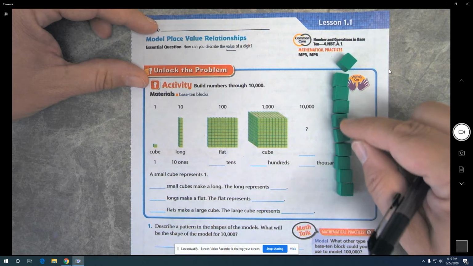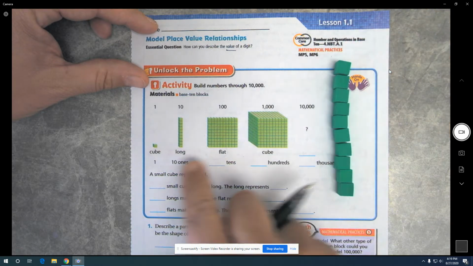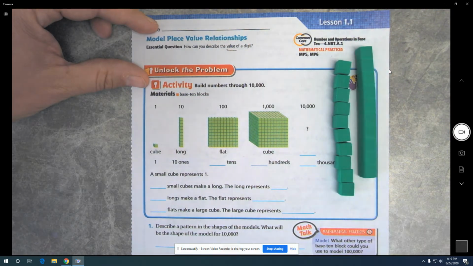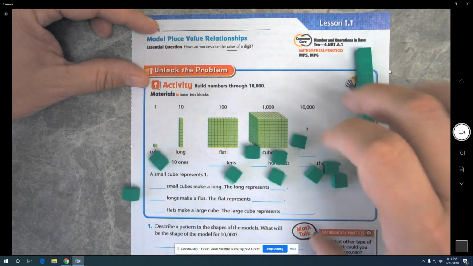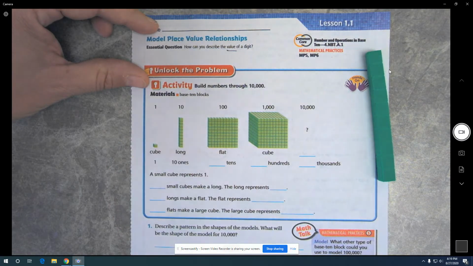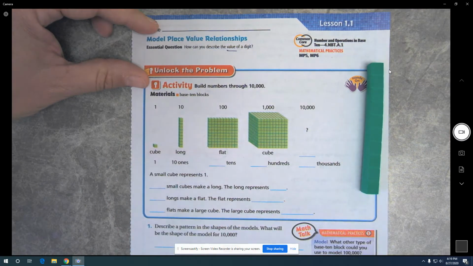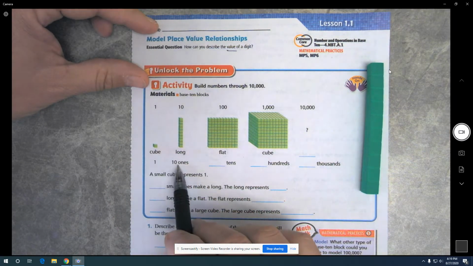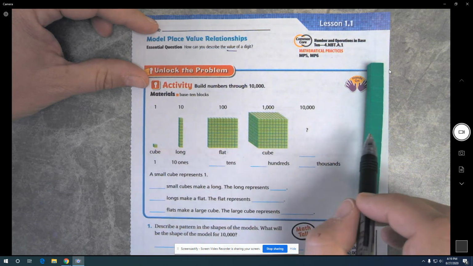We have 2, 4, 6, 8, 10. And now we have this long represented by that. A little bit neater and easier to handle. See? They bounce all over the place. So we have a 10. A cube is 1. 10 ones can make a long, which would look like this.